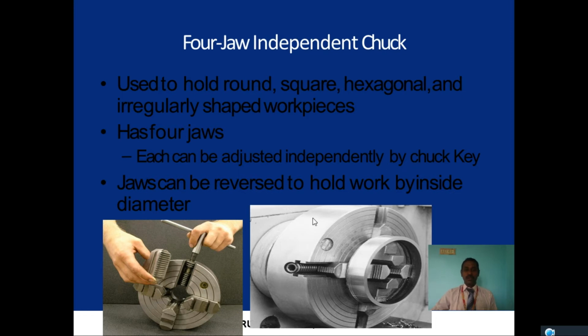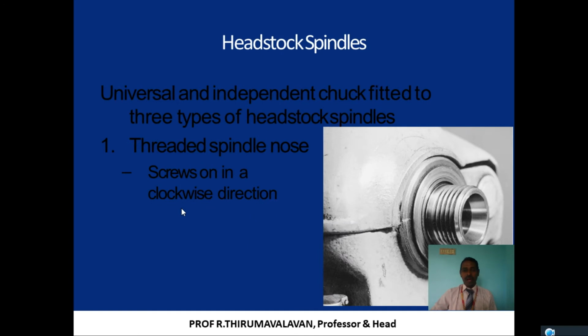The jaws can be reversed to hold the workpiece by its inside diameter. See here, instead of going inside, if you reverse them, we can hold hollow workpieces in the 4-jaw chuck. With all these chucks we have to move the jaws slowly and adjust for the proper center, and centering the workpiece takes more time. These chucks are also suitable for large diameter workpieces. If the diameter is very small, these chucks may not be suitable, and at that time I will go for collets.